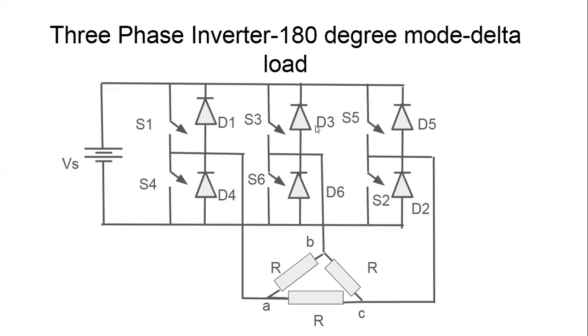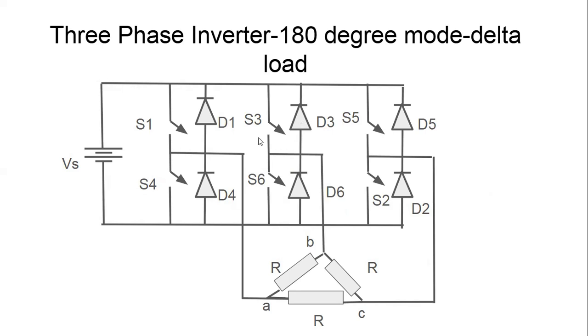It consists of 6 switches with 6 diodes connected in anti-parallel. The diodes will play a role only if the load is RL or RC load. We have considered here only the R load, so the diode will not come into conduction for R load.